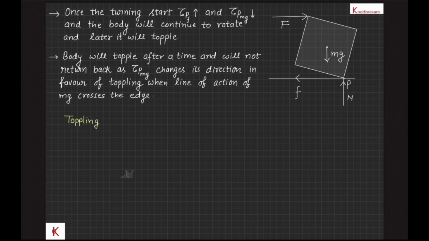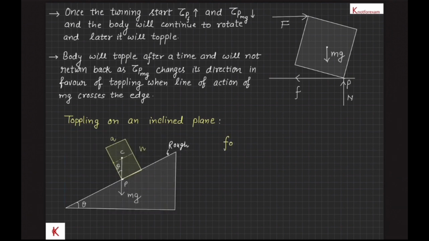Let's see an example of toppling on an inclined plane. We can see from the diagram that line of action of mg crosses the edge at P at an angle theta greater than tan inverse a upon h, and in this case torque of mg about P will favor toppling and body will topple. We are going to discuss cycloidal path in pure rolling.